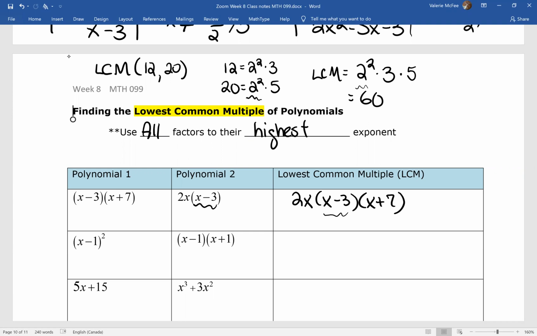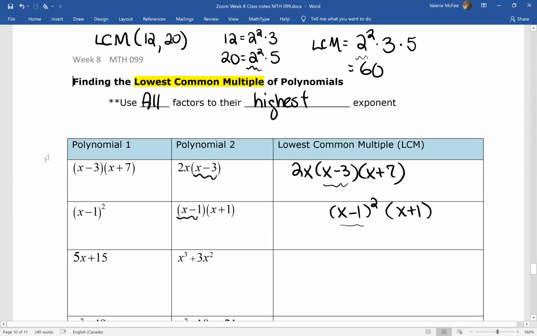In the next example, polynomial 1 needs 2 factors of x minus 1. Polynomial 2 needs x minus 1. We've already got x minus 1. But it also needs a factor of x plus 1. This is the lowest common multiple. Notice that you need to factor first. So why don't you pause the video, factor these 2 polynomials, and find their lowest common multiple.